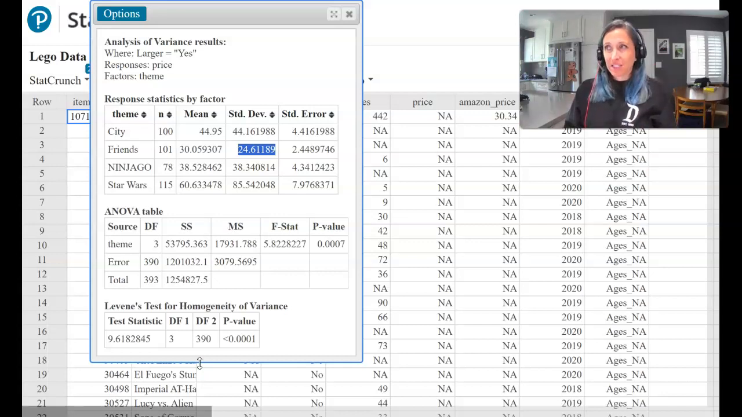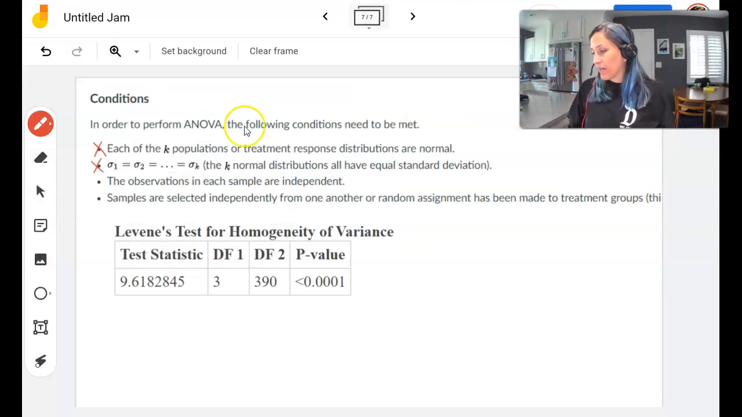And that kind of makes sense. Most of the Friends Lego sets are for children and therefore not going to get super duper expensive. Whereas Star Wars Lego sets, you've got everything from the little 4+ tiny things to the $800 Millennium Falcon or whatever. So this makes sense logically as well. But right now we're just failing to be able to do ANOVA.